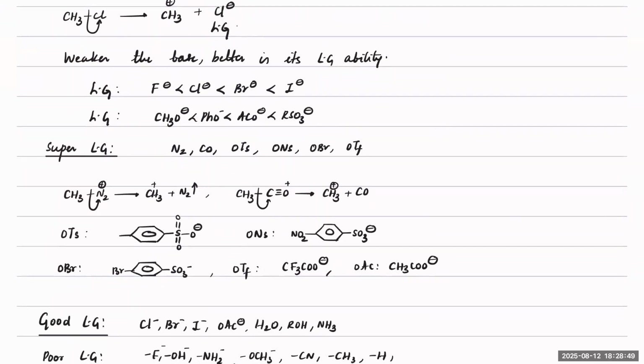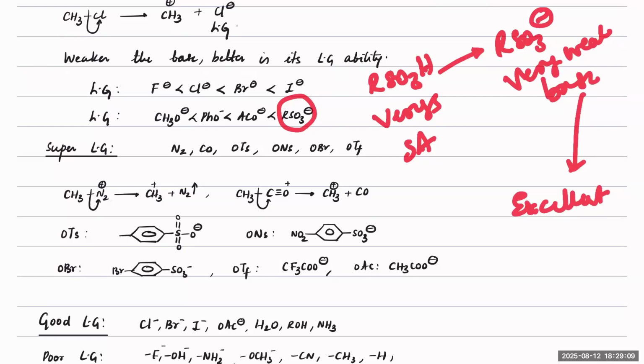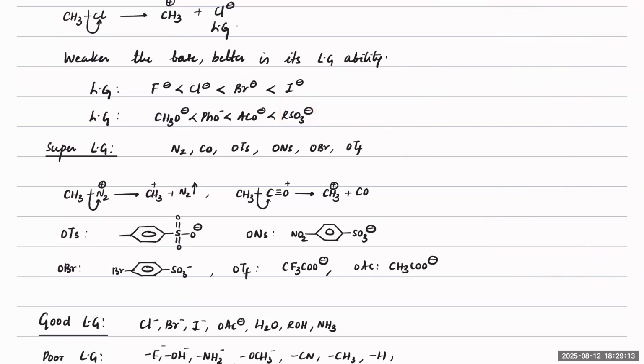Apply the same logic here also. RSO3H is a very strong acid, correct? So that makes RSO3 minus a very weak base, and a very weak base makes it an excellent leaving group. Always try to relate this way. Clear? So again, RSO3 minus is a very good leaving group. ACO minus, phenoxide, CH3O minus.